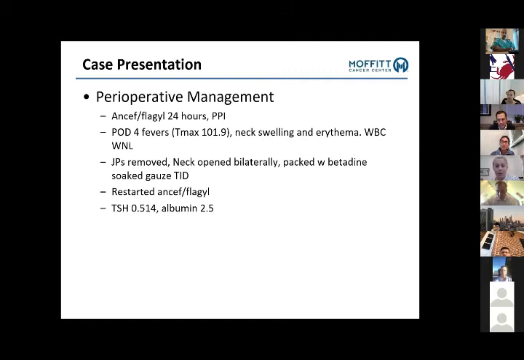That was requiring changing 3 times a day. I did restart antibiotics at that point too. Check some labs. His albumin was a bit low. We knew that from before surgery, though. It's about where he was. His TSH was in the normal range.